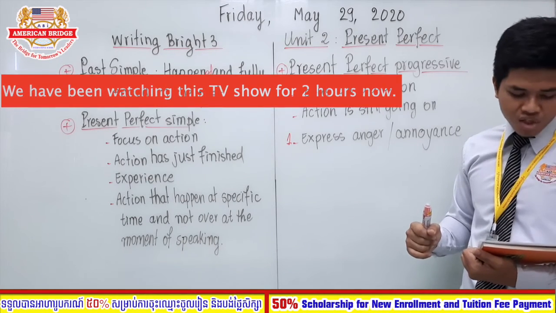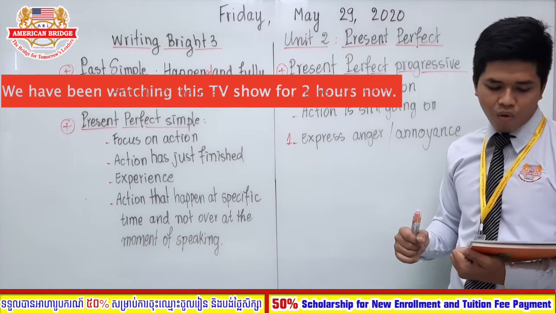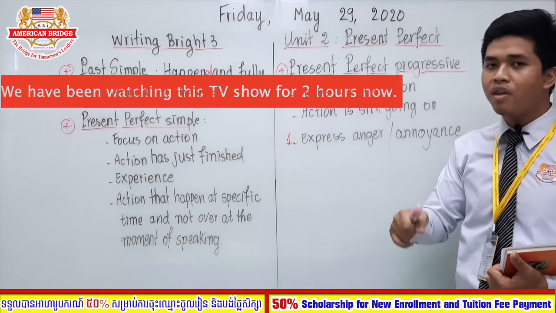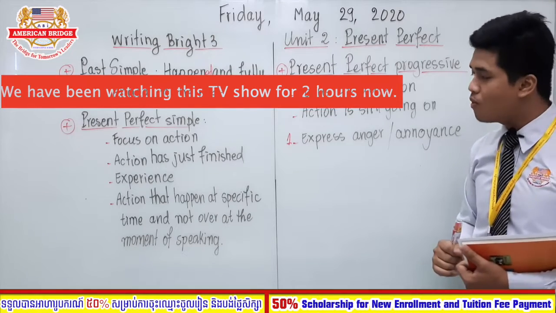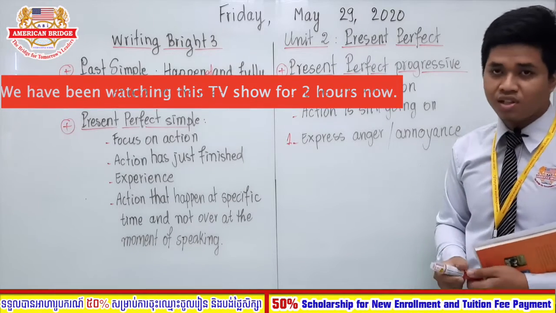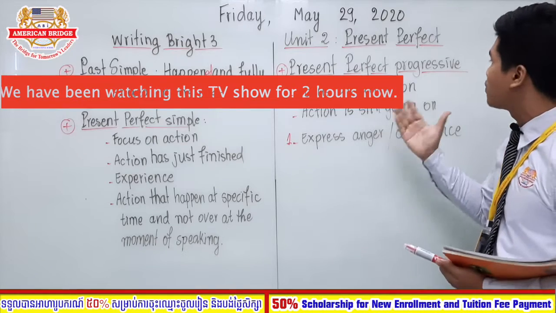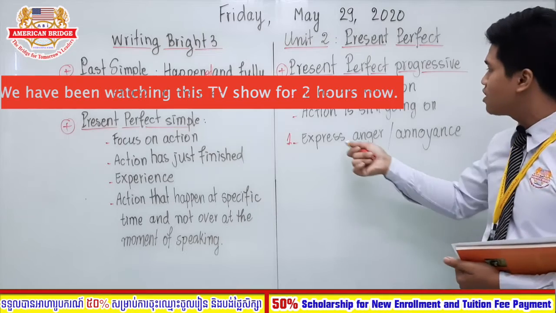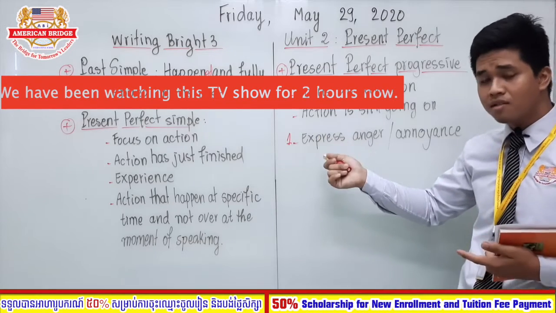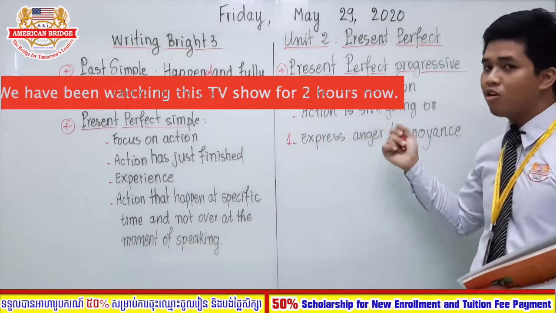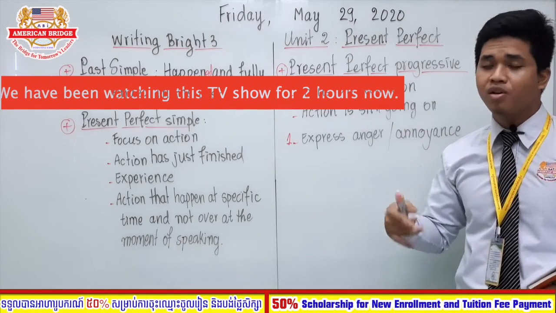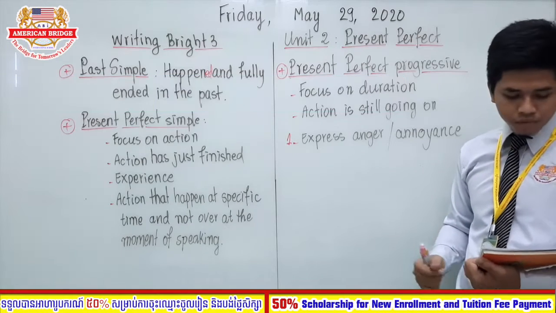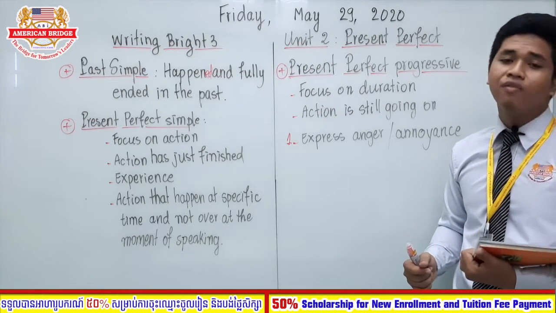We have been watching this TV show for 2 hours now. The tense here is present perfect progressive. So the use here is an action that happened in the past and is still going on until the present time. So here the action is still going on. Let's move on to number 4.